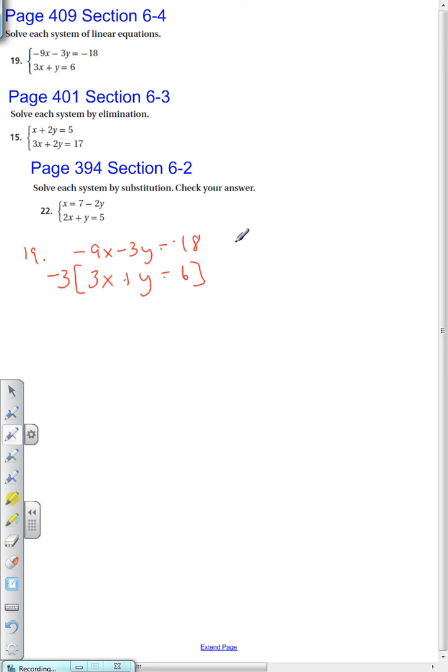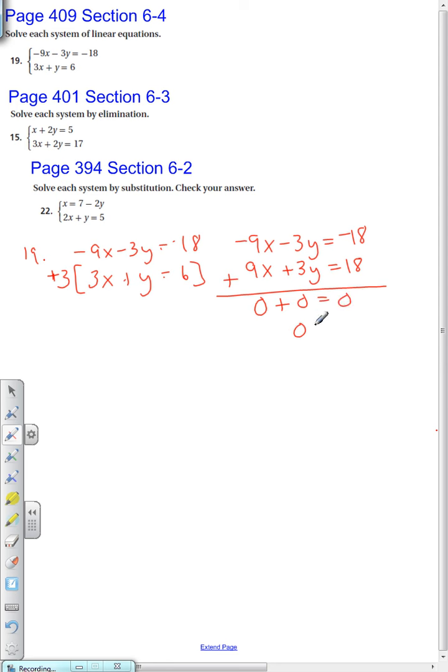So this is going to leave me with -9x minus 3y equals -18. Then when I multiply the bottom row by, actually, I'm going to multiply by a +3. So that'll give me opposite signs. So 9x plus 3y equals +18. So when I go to add these, -9x plus 9x is 0x. -3y plus 3y is 0y. And the -18 plus 18 is 0.